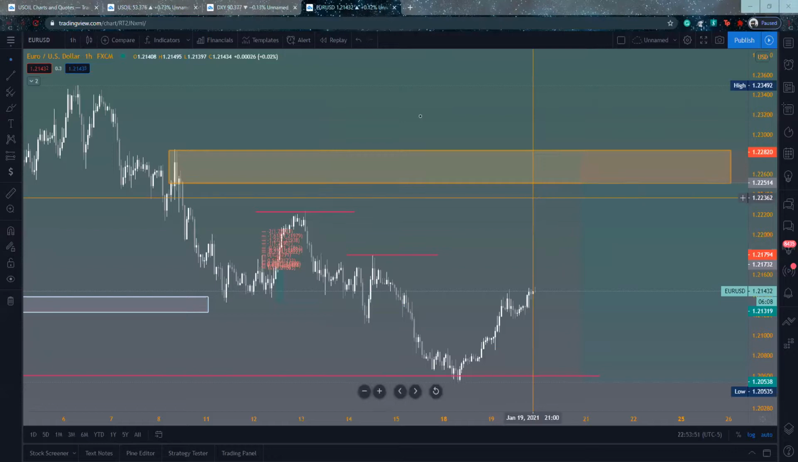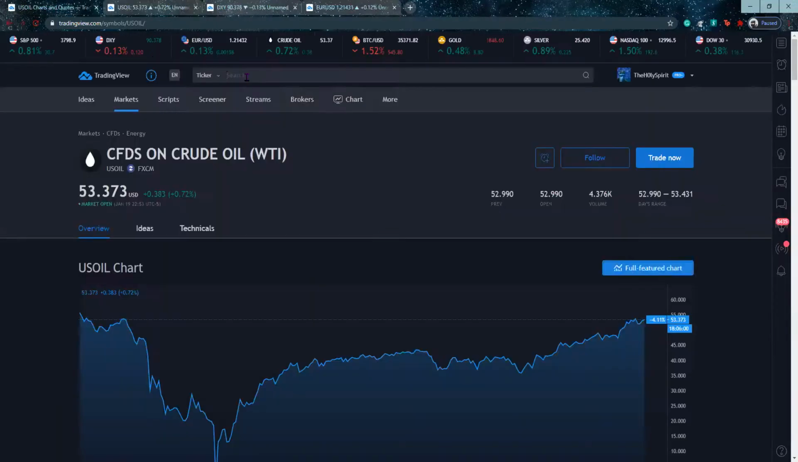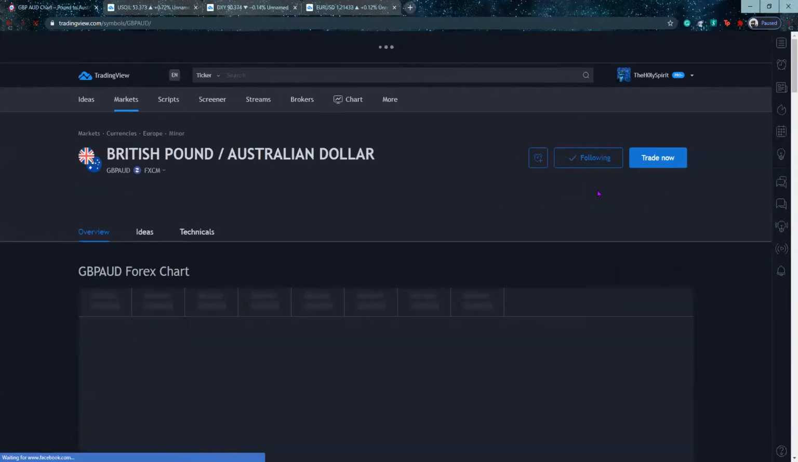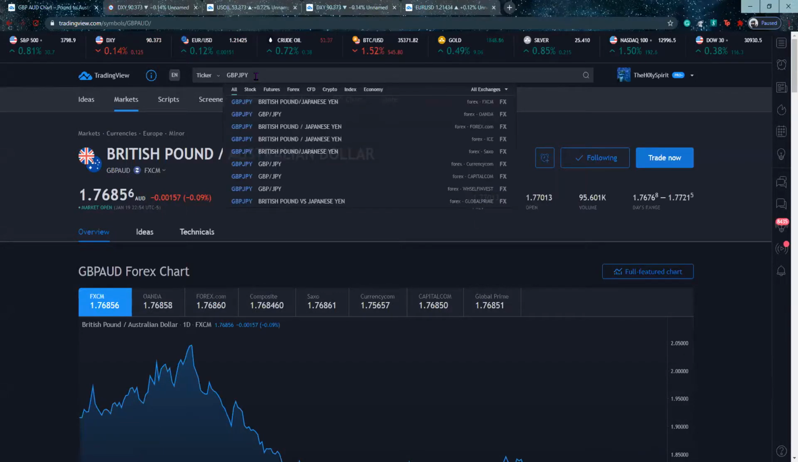GA? Yes, no problem. GA and GJ, no problem. Let's go to GA, so GBP/AUD and GBP/JPY. Let's go over there. And USD/CAD, sure.